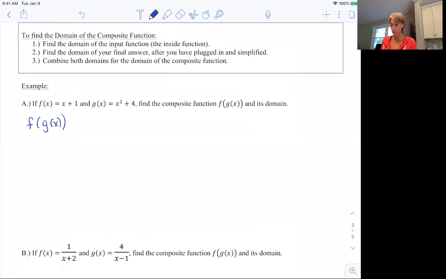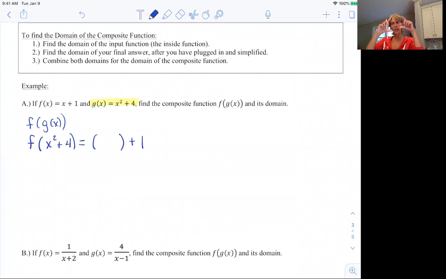So what we're going to do is replace g of x with what it's equal to, with its rule. So in this case, we're doing f of x squared plus 4. Now, every place I see an x in f of x, I'm going to replace it with x squared plus 4. So if f of x is x plus 1, and I'm actually going to write it like this first.